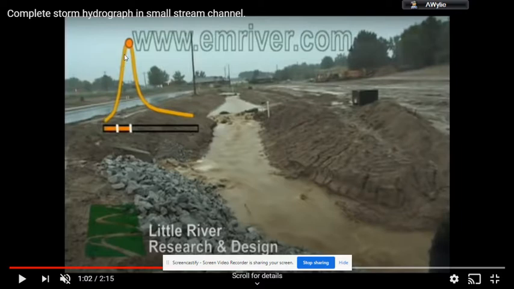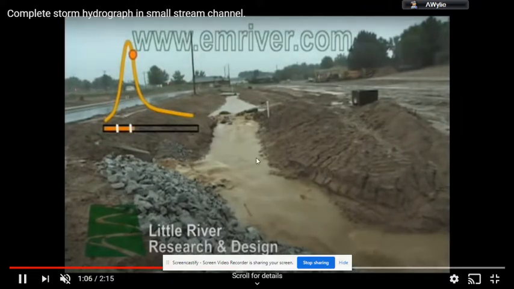This rising bit of the graph we've actually got a name for. It's called the rising limb. It's where the discharge is going up. And this bit's called the recession limb. It's where the discharge goes down. So let's just play that on. So now if you watch closely, you'll see the river started to go down.